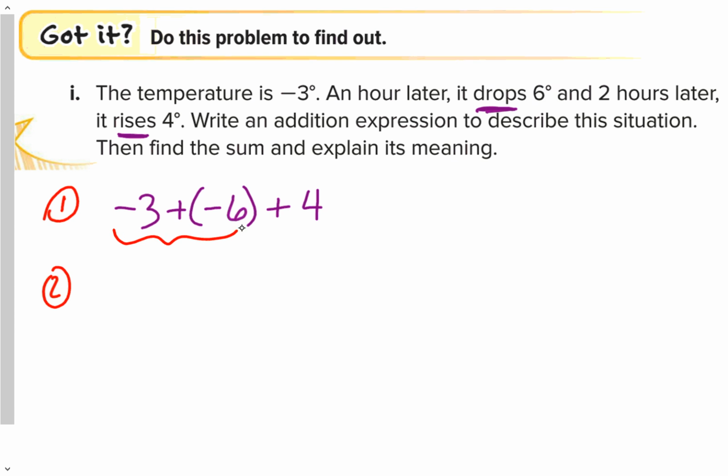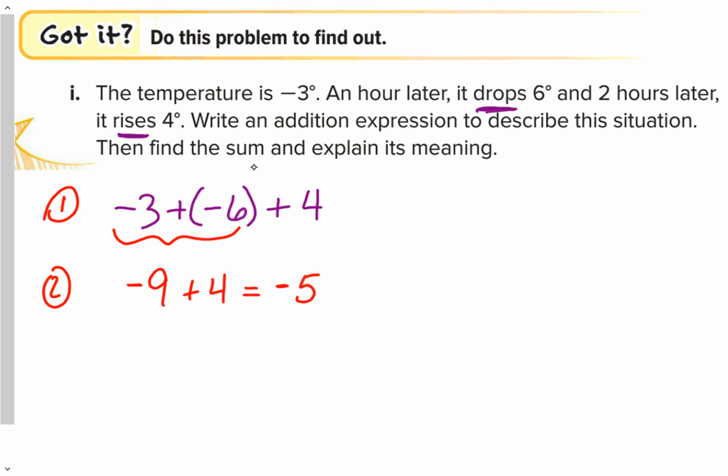So negative 3 plus negative 6, these have the same sign, so all we have to do is add their absolute values. So 3 plus 6 is 9, and then since they're both negative, the answer is going to be negative. And I'm going to bring down my plus 4. And then I'll notice here, negative 9 plus 4, they're two different signs. So let's go ahead and subtract their absolute values. So 9 minus 4 is 5. Their bigger absolute value is negative, so the answer is negative 5.